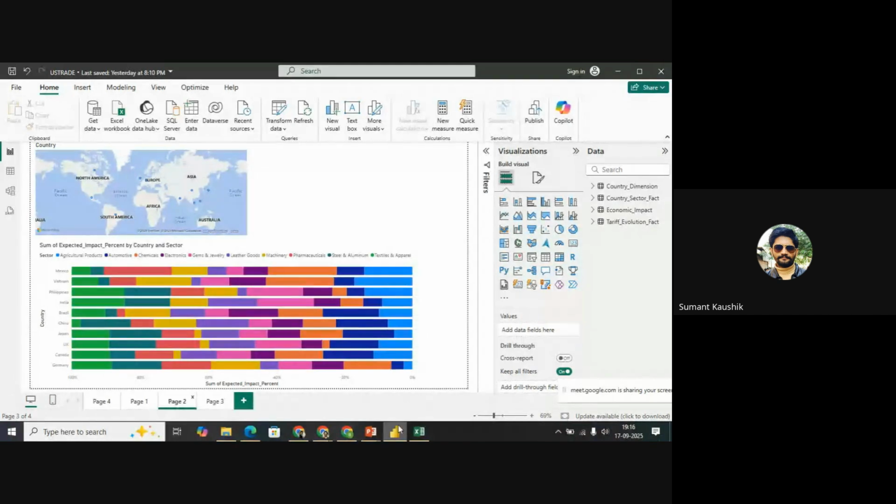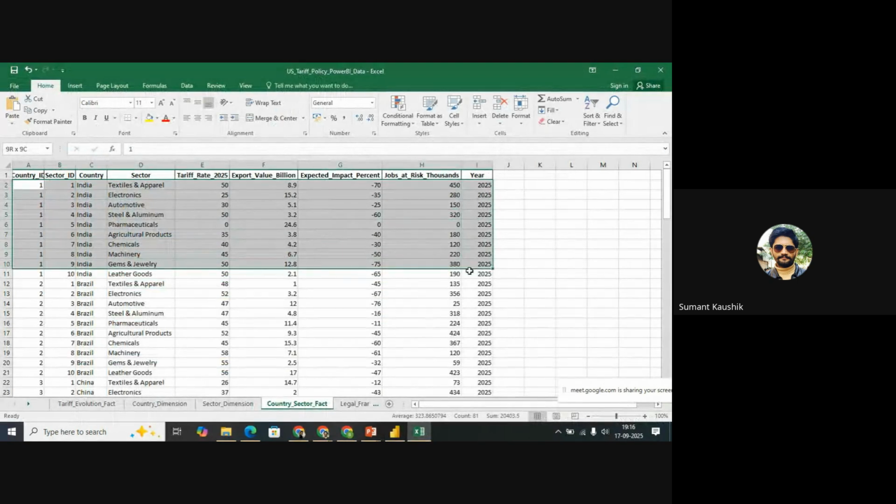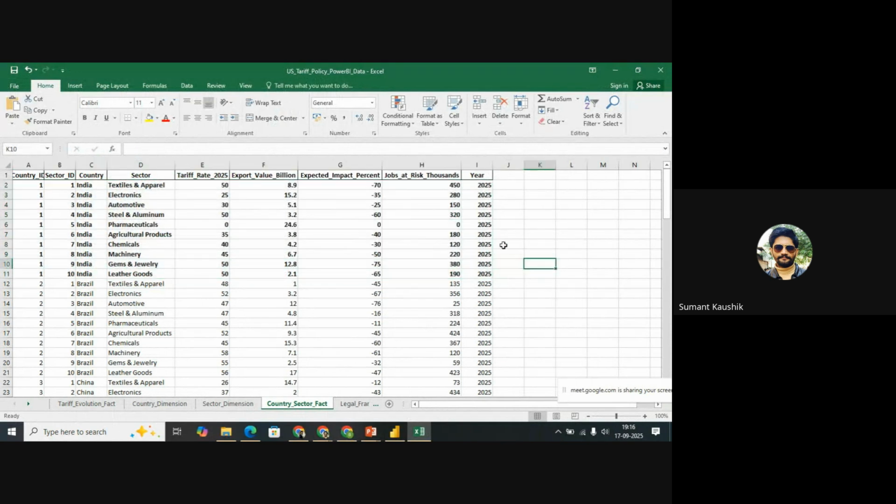So this is a simple scenario. If we talk specifically about the case of India, first of all, because that is the most important thing we need to understand. In the case of India, the highest tariff is imposed on textiles, then gems and jewelry, and leather goods. So these are the three sectors which are most affected by this tariff imposition, and they will see the highest impact because the highest tariff is on textiles, gems and jewelry, and leather goods.